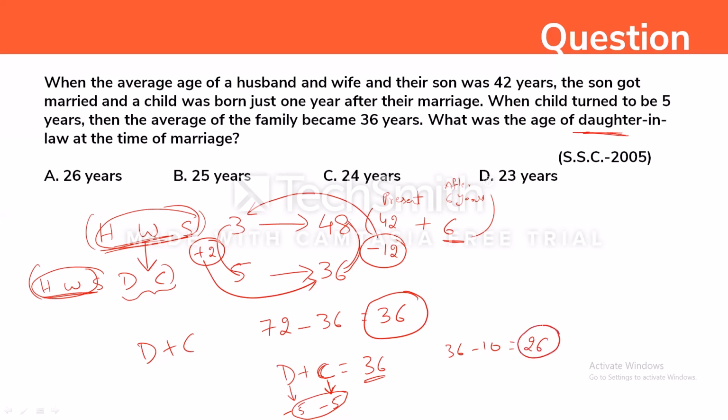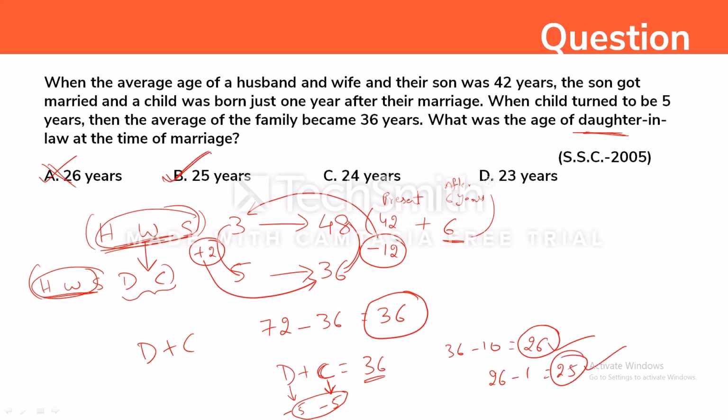Now, 26 is not correct. Don't directly select the option. Answer A is 26, which is wrong, because when this 26 is the daughter-in-law's age, it is after completion of 1 year at the time of marriage. We just reduced the child's age of 5 years from the daughter-in-law's age and the child's age. But the child was born 1 year after their marriage, so we need to reduce 1 year from 26. So 26 minus 1 gives you 25. So the answer is 25, not 26.